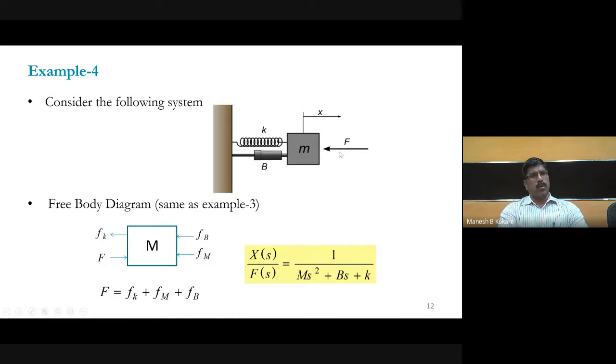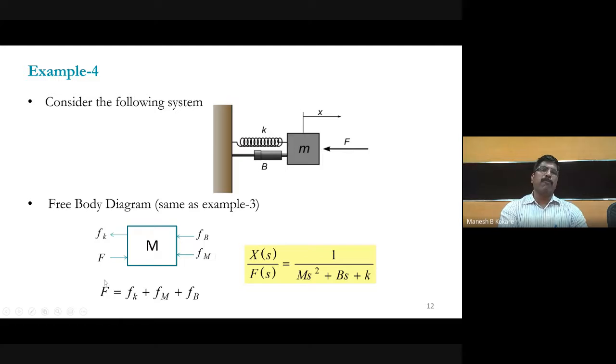The system will try to move in this direction, but at the same time the mass will offer a reactive force, the spring will offer a reactive force, and the dashpot will offer a reactive force. So if you draw the free body diagram, with the input force acting from right to left, then Fk will be from left to right, Fb will also be from left to right, and Fm will also be from left to right, because they are opposing the input force.